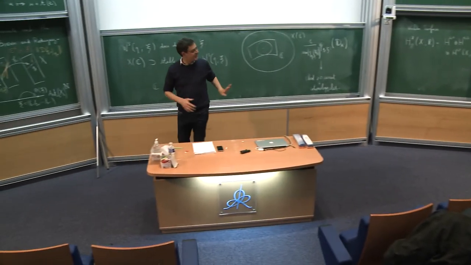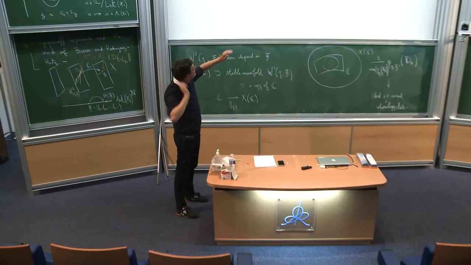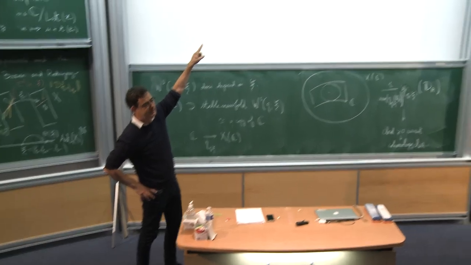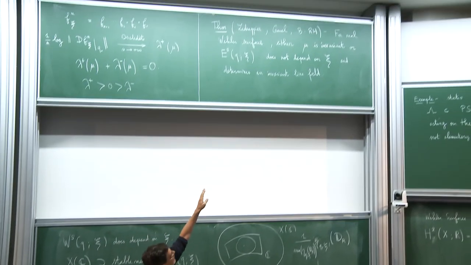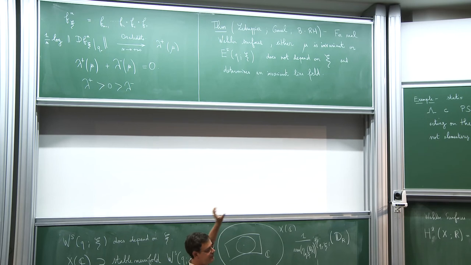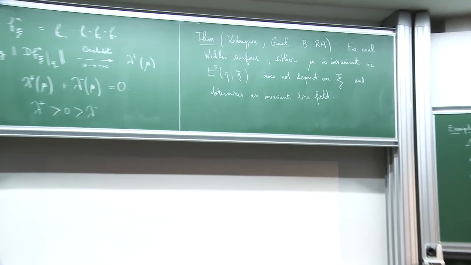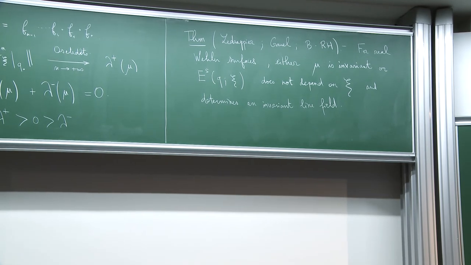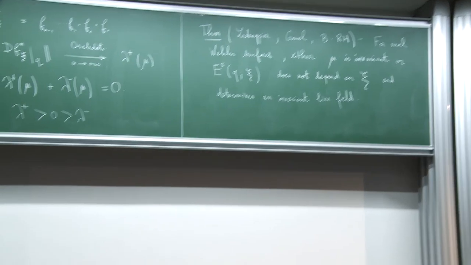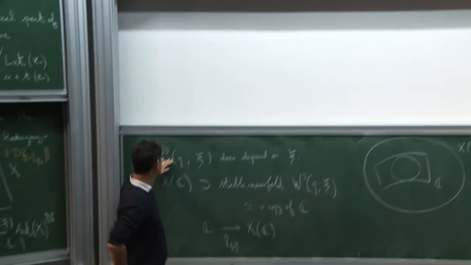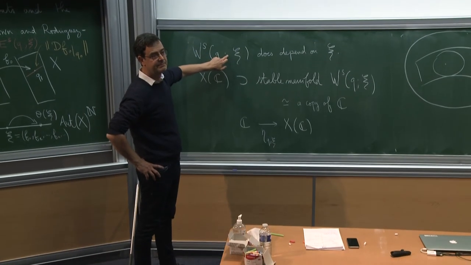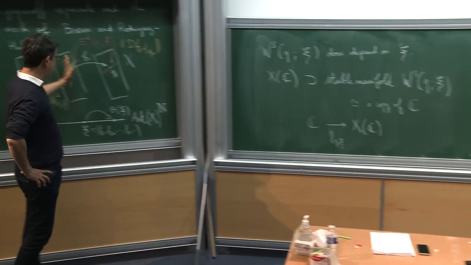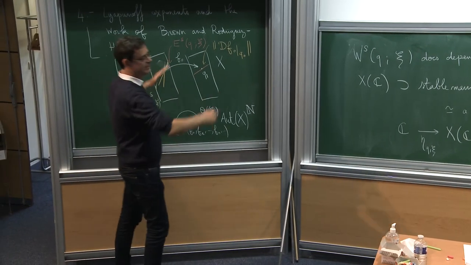I try to say that a big part of the work is done by this theorem above there, the theorem by Le Drapier, Crowell, and then by Brown and Rodriguez Hertz. If you assume this big part, then what we have to do is explain how we can control the fact that the stable manifold depends on Xi, that the stable manifold really depends on the random sequence.